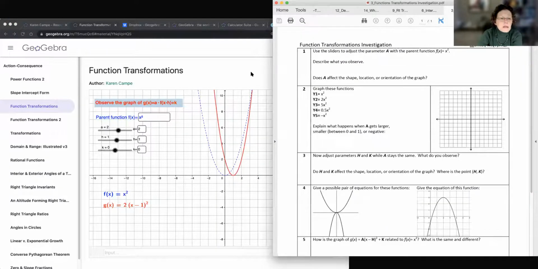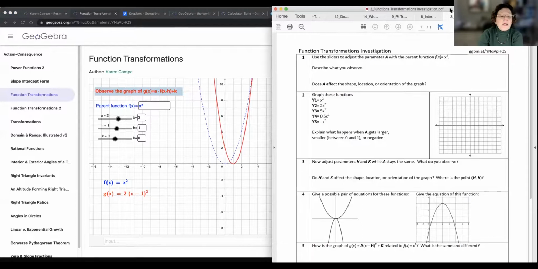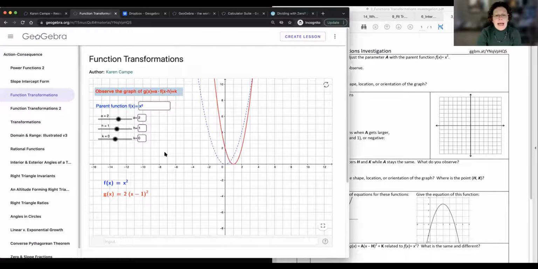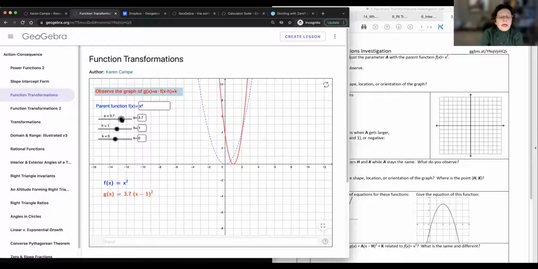Okay, and this function transformations activity is a classic: what do we do with a parent function when we have sliders A, H, and K? And so here we go. A is working a little bit like the one we just saw, where A is going to multiply or stretch our vertical values, our Y values.